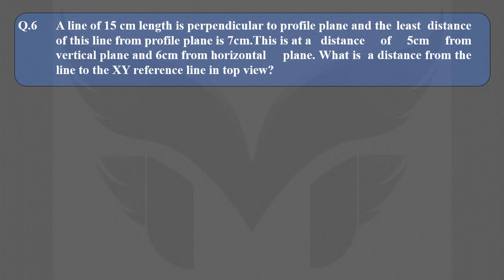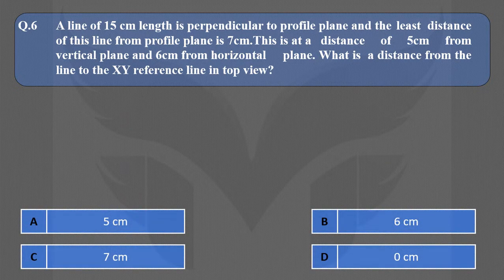This is at a distance of 5 cm from vertical plane and 6 cm from horizontal plane. What is the distance from the line to the XY reference line in top view? And here are the options. In order to answer this question, we need to visualize a line placed in a first quadrant with horizontal plane, vertical plane and profile plane.